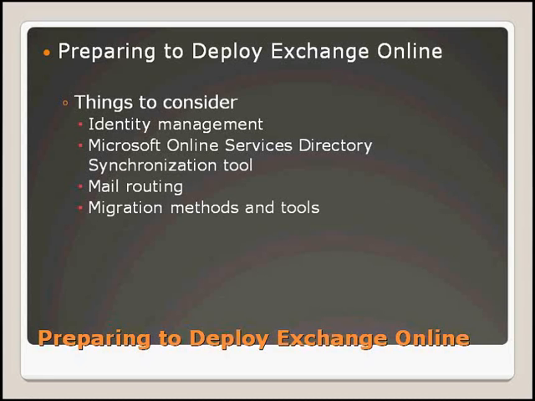We will go with the things that we should consider whenever we are going to deploy Office 365 or Exchange Online. What are they? One thing is going to be identity management. We should understand what that is, what differences it makes, and what things you should consider from the identity management point of view. And then we should have a fair amount of understanding of the Microsoft Online Services Directory Synchronization tool, and a good understanding of mail routing and the migration methods and tools.